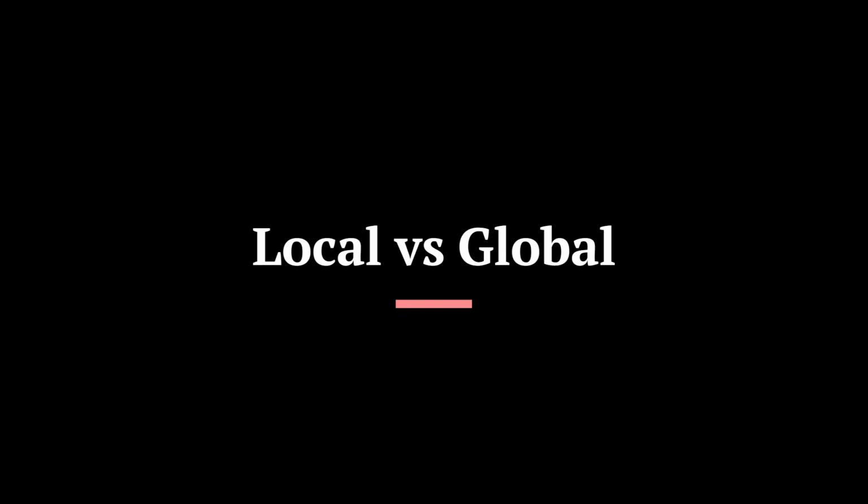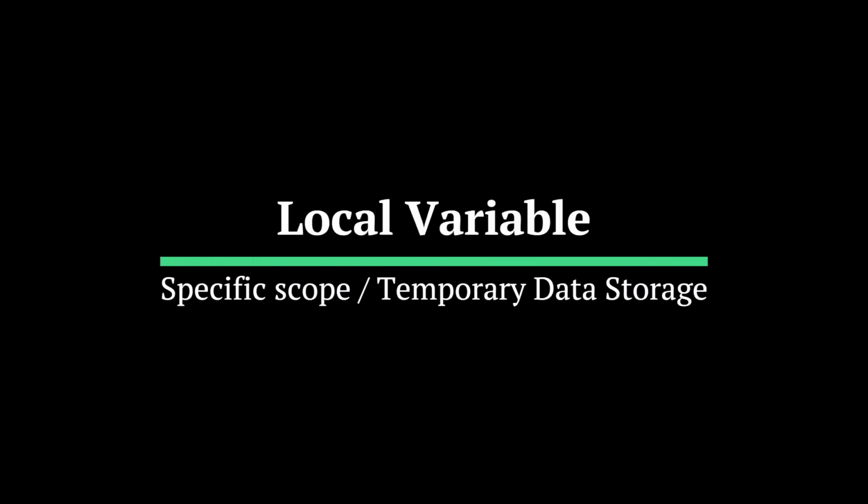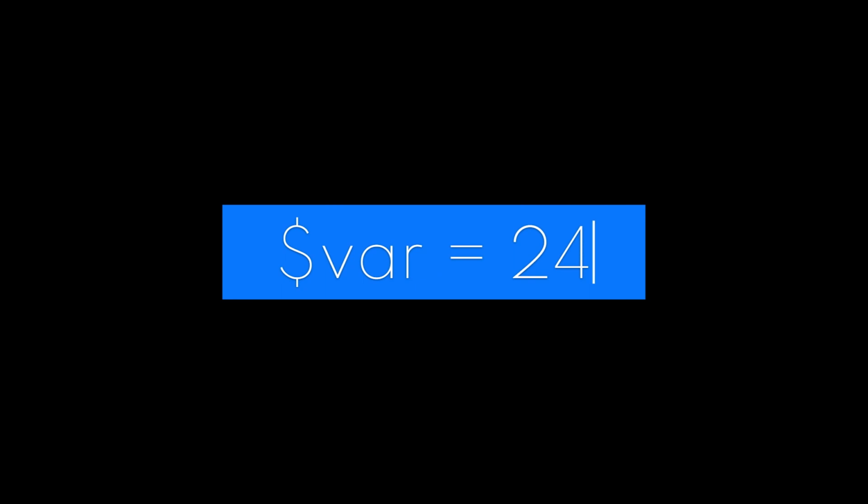In this second part of our PowerShell variables series, we'll dive into a variety of practical examples to deepen our understanding of how variables work in PowerShell. In PowerShell, local variables are variables that are confined to a specific scope, typically within a function or script block. They are only accessible and visible within that scope and are often used for temporary data storage.